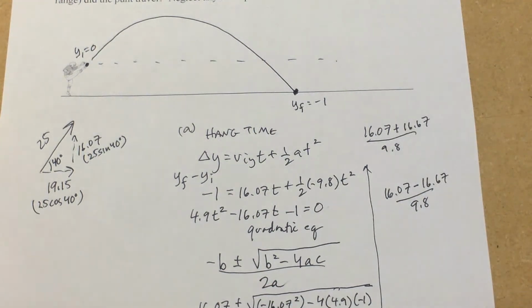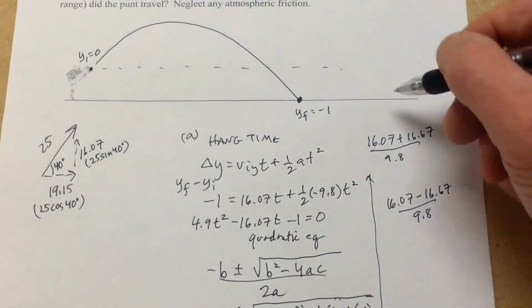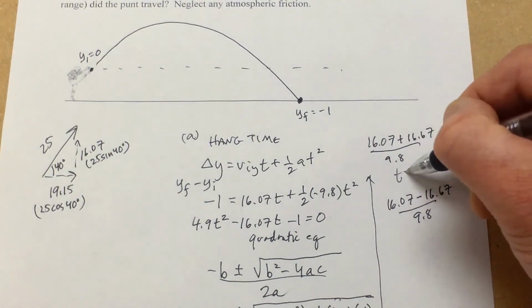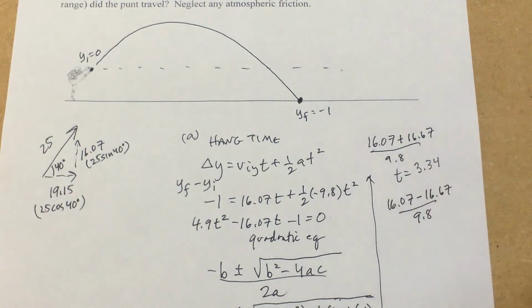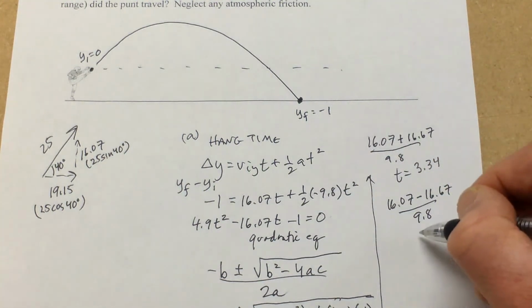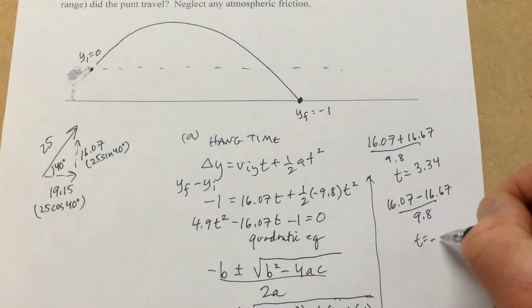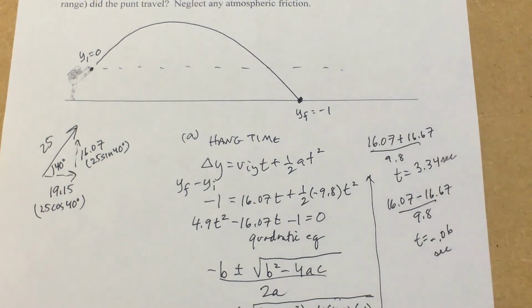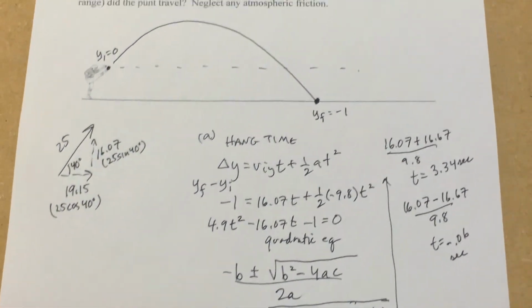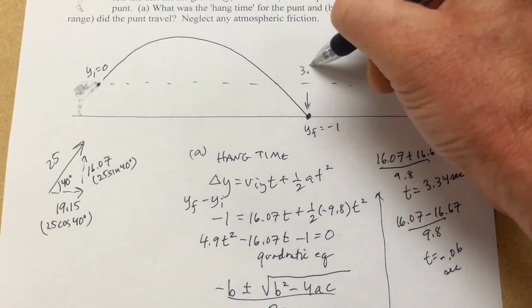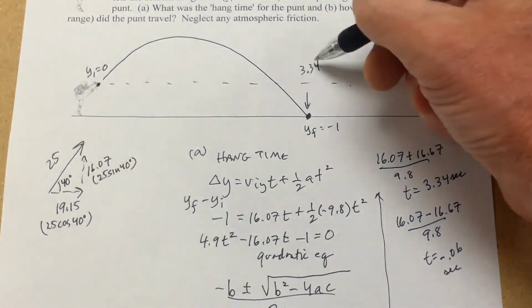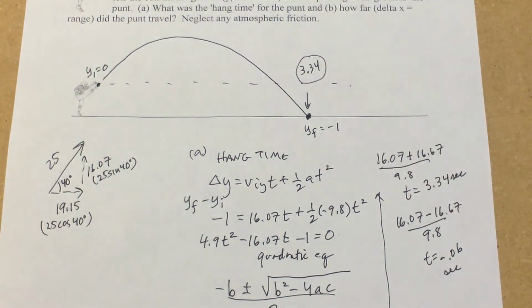So what we really get again are two solutions. So our first solution then would be time is 3.34 seconds. Our second solution then is time is negative 0.06 seconds. Again, if you work through that. So what is this really telling us here? So it's going to be at this point at 3.34 seconds. That's the hang time. All right.